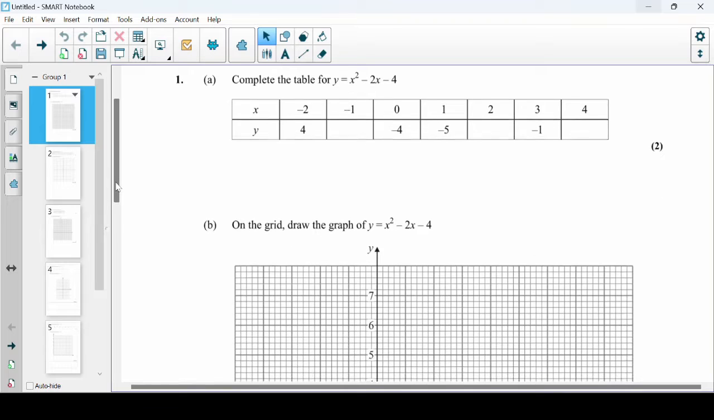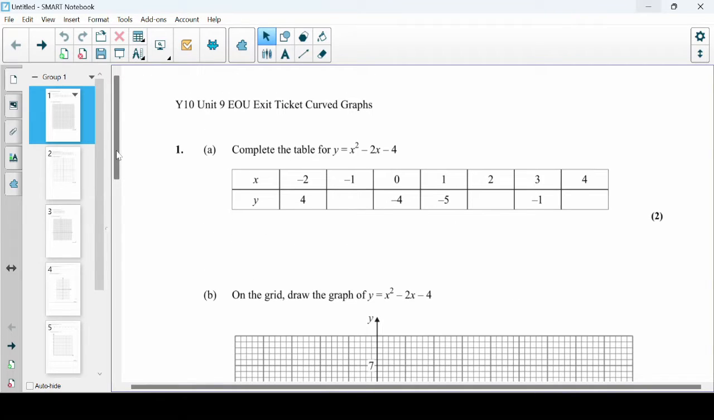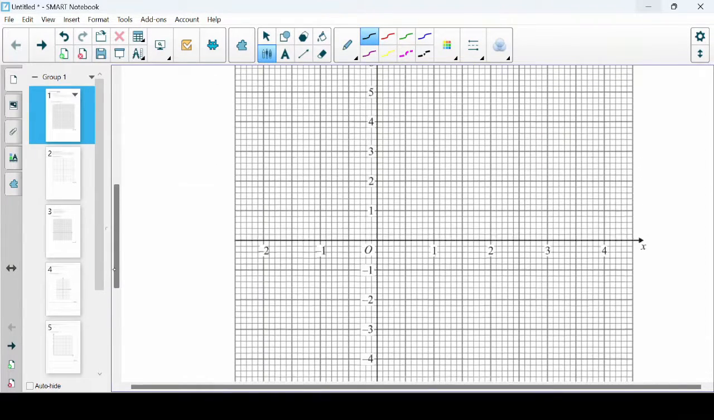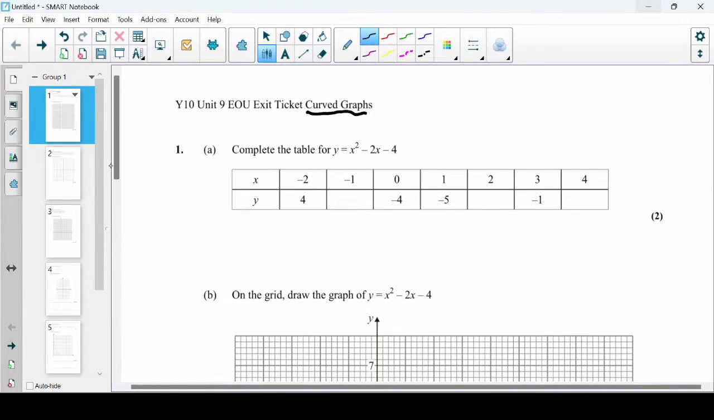In this tutorial, we are going to study the curved graphs. The curved graphs are all types of graphs other than the straight line graphs. How do we plot the curved graphs? That is by completing the table of values.